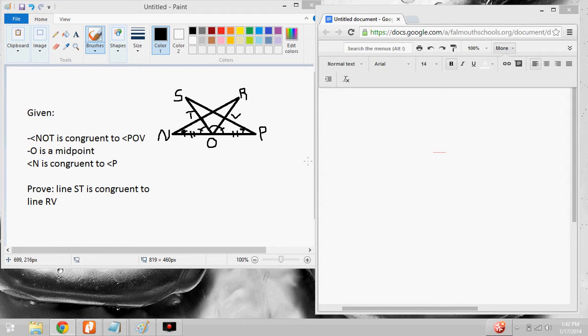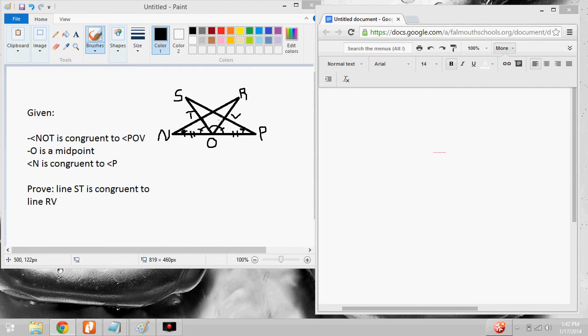Hi, I'm Jake. I will be showing you how to do problem 20 in the problem set review for chapters 1 through 5. In this problem, we are given this diagram and told to prove that line ST is congruent to line RV.